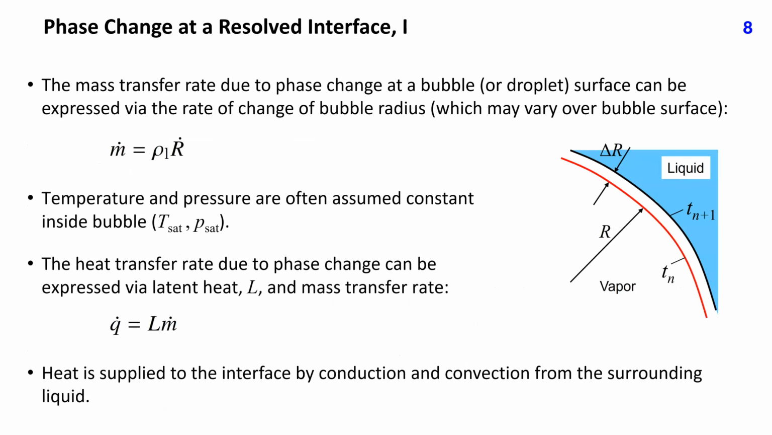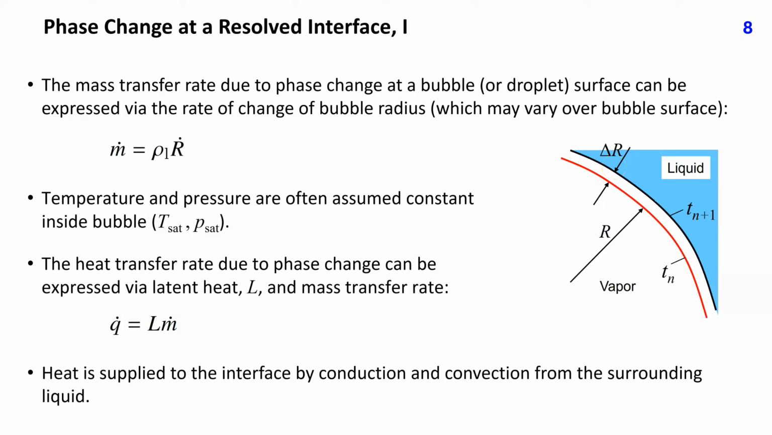The mass transfer rate due to phase change at a bubble or droplet surface can be expressed via the rate of change of bubble radius, which may vary over the bubble surface, as indicated by this expression. It basically says that if the interface has moved by delta r over a time step delta t, the volume between the two positions multiplied by the liquid density is the mass of liquid that has evaporated.